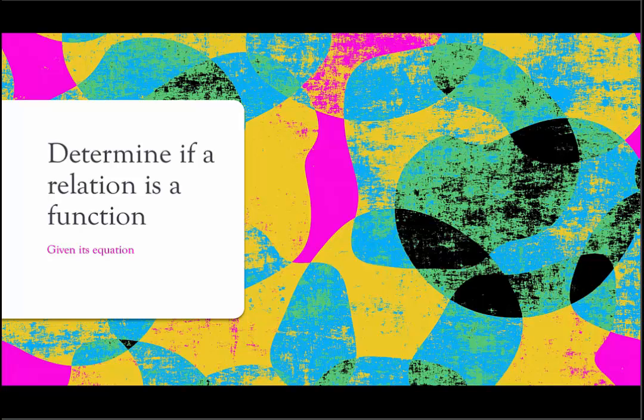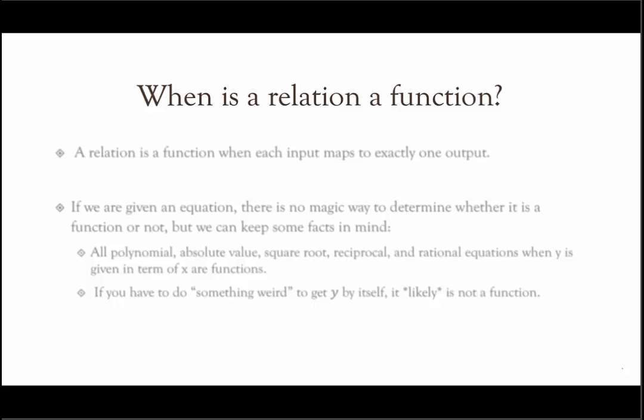In this video, we are going to look at determining if a relation is a function given its equation. First, let's review when a relation is a function. A relation is a function when each input maps to exactly one output. What that means is that for every x, it maps to exactly one y value. So for example, if we have an input of 2, it maps to only 4. It doesn't map to 4 and to 12.